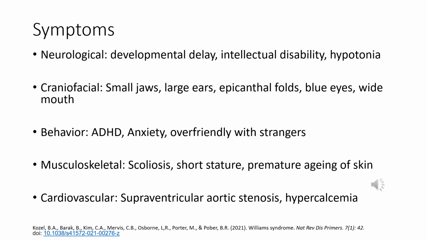Williams syndrome can cause various symptoms that range in severity. Since it's a multi-system disorder, there are various characteristic symptoms which include developmental delay, intellectual disability, and hypotonia as neurologic symptoms. Distinctive facial features like small jaw, large ears, epicanthal fold, blue eyes, wide mouth, etc. There are various behavioral symptoms which include anxiety, over-friendliness with strangers, and ADHD. Musculoskeletal disorders include scoliosis, short stature, and most importantly, cardiovascular disorders which include supravalvular aortic stenosis, and hypercalcemia.